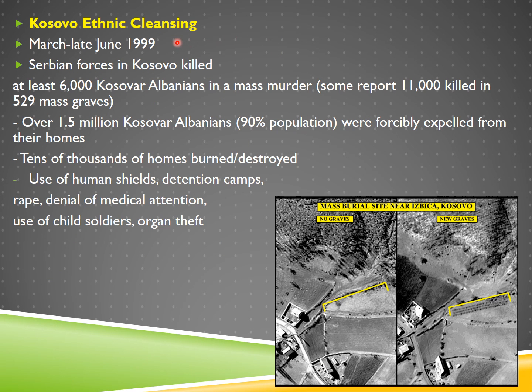In late March to late June of 1999, we have the Kosovo ethnic cleansing. Serbian forces killed at least 6,000 Kosovar Albanians in mass murder. Some report 11,000 killed and 529 mass graves. Over 1.5 million Kosovar Albanians, 90% of the population, were forcibly expelled from their homes. Tens of thousands of homes were burned and destroyed. Use of human shields, detention camps, rape, denial of medical attention, and use of child soldiers, along with organ theft.